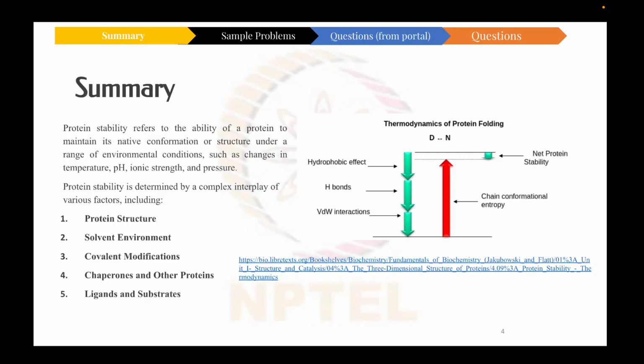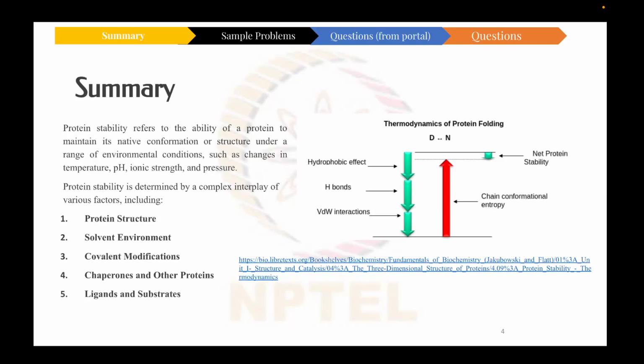Then we have the opposing one, that is entropy. The folding of a protein involves a decrease in the conformational entropy of the polypeptide chain as it transitions from highly populated denatured states to a unique folded state. So this decrease in entropy acts as a barrier to folding and opposes stabilization of the native protein structure.